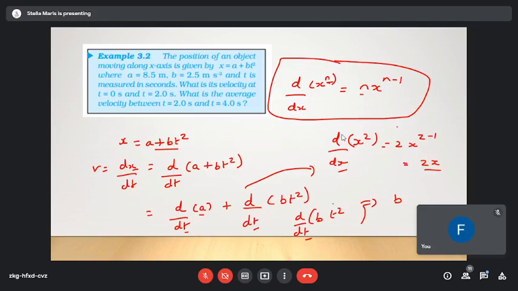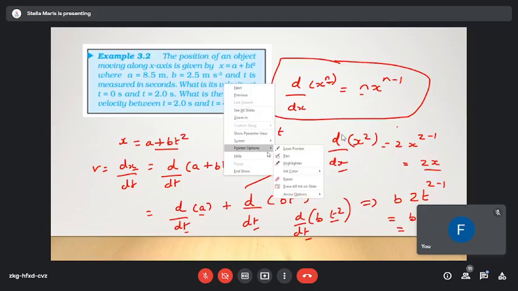So when you're doing bt squared, b will stay as such. You are differentiating t squared with respect to t, so this is 2t, into 2 minus 1. So b into 2t, which in turn is 2bt. Yes, sir. Velocity is equal to 2bt.